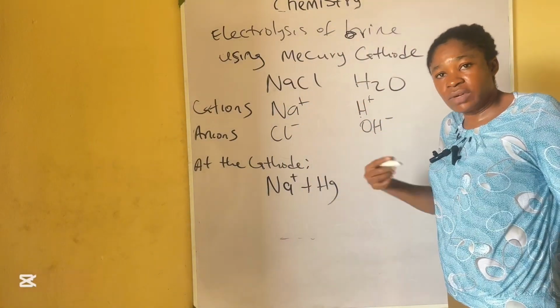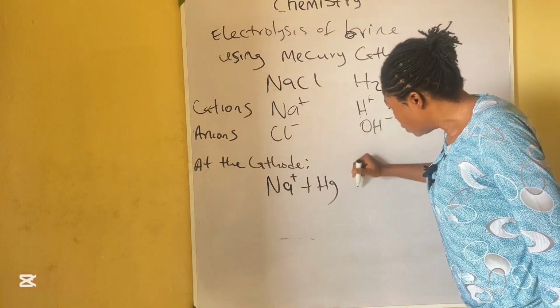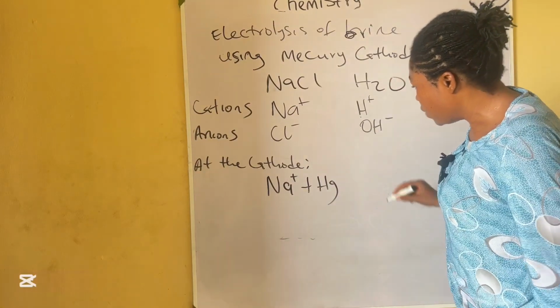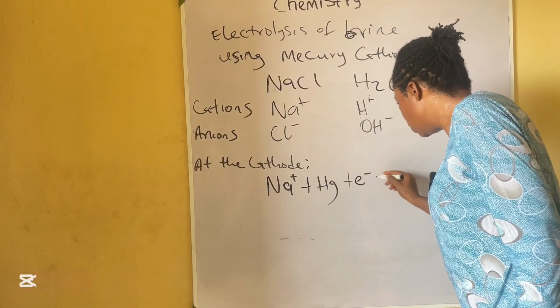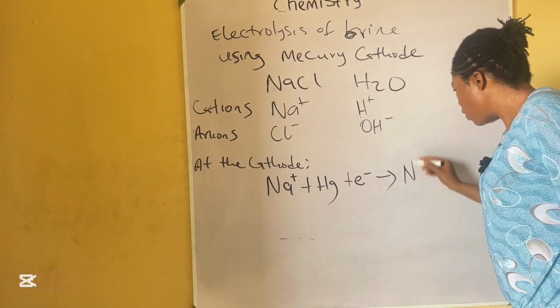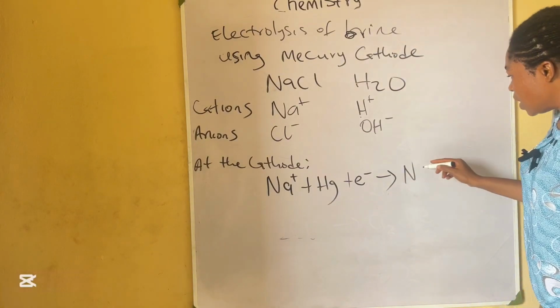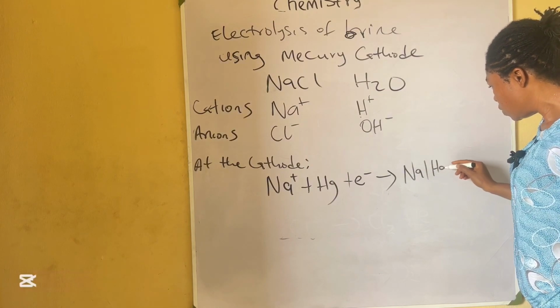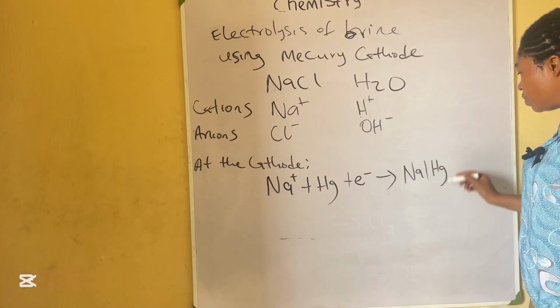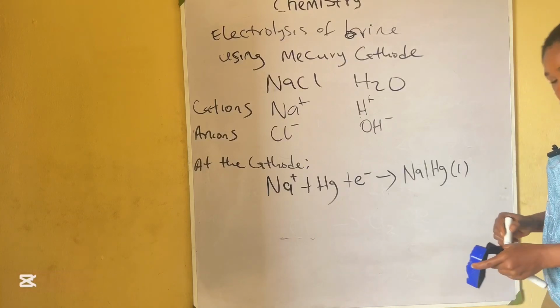It's one of the factors that influences the size of ion during electrolysis. So they accept electrons, and they're going to form a loose association called sodium amalgam.